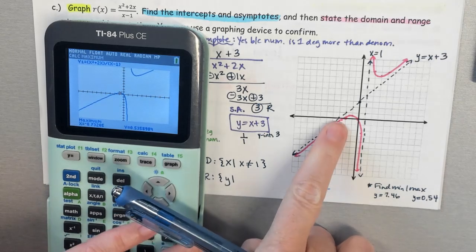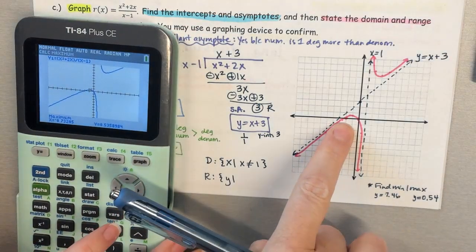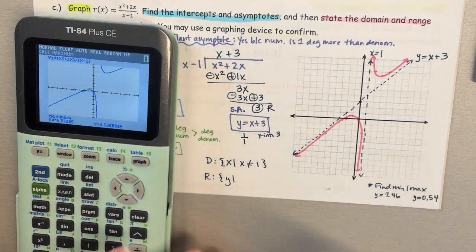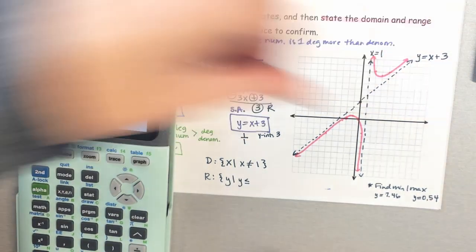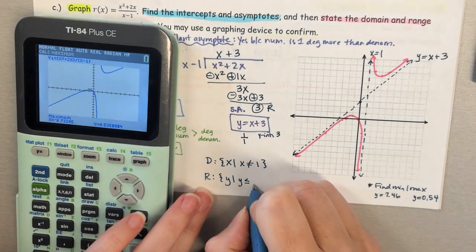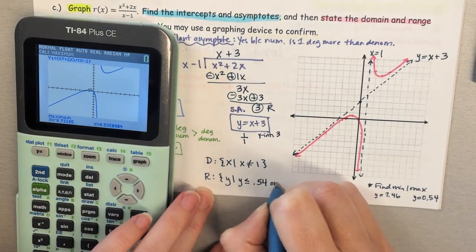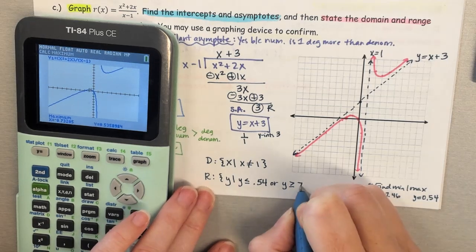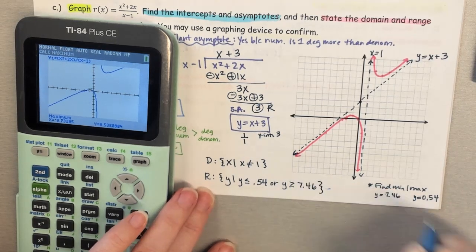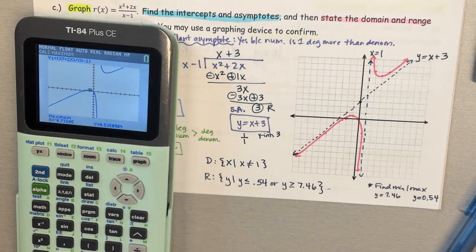Okay, so is it lower than the max or higher than the max? All the points are below it. So y is less than or equal to that max value, or y is greater than or equal to your minimum value. Okay, so it's less than or equal to your min, greater than or equal to your max.